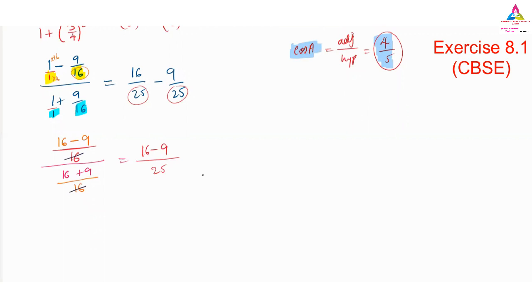How much? 7 divided by 16 plus 9. Below we have 16 plus 9. How much? 25. Yes, very good, 25. Similarly, on the right hand side we have 16 minus 9 is 7, divided by 25.